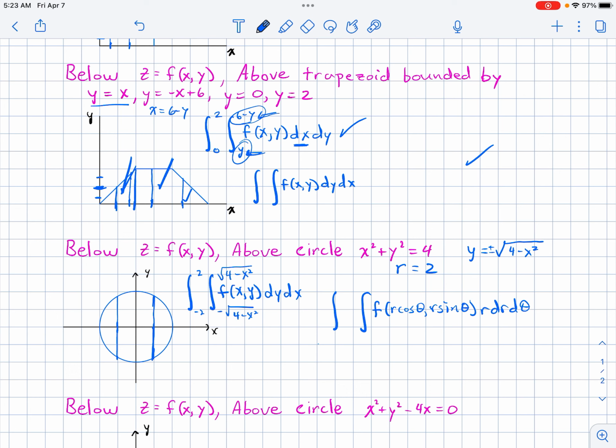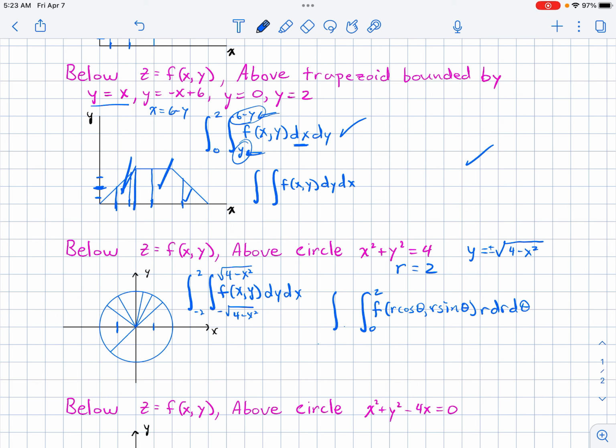Now we're looking in terms of the radius. Well, what does the radius do? Well, it goes from 0 to the circle, right? It just goes from 0 to 2. So r goes from 0 to 2. And then if you think about, well, what does theta do? Well, theta goes all the way around this circle.